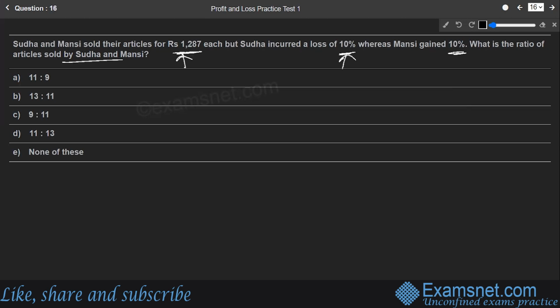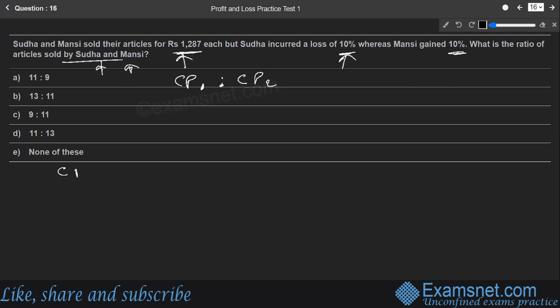Okay, so what we can do is find out the cost price of both the articles. If the cost prices of both articles are known, that should be the ratio of the articles sold by Sudha and Mansi. The ratio of cost price will be the required ratio only. So we are supposed to know the ratio of CP1 to CP2, the ratio of cost price 1 to cost price 2.